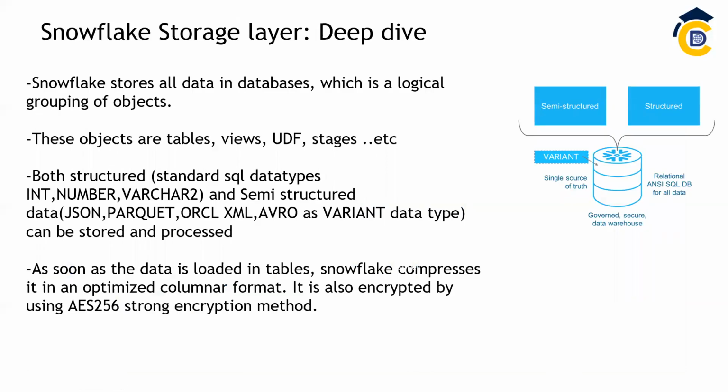Cool. So the Snowflake storage layer basically stores all data in databases, which is nothing but a logical grouping of your different objects. And what are those different objects? Obviously, these are all logical objects: tables, views, then UDFs, meaning your user-defined functions. There is something called stages also. Stages is also a separate topic, which will be used to load and unload data. So loading data into Snowflake from various sources and unloading data from Snowflake to other sources, that is what stages utilization will be. And that is a separate topic, so we'll be looking at that in detail.